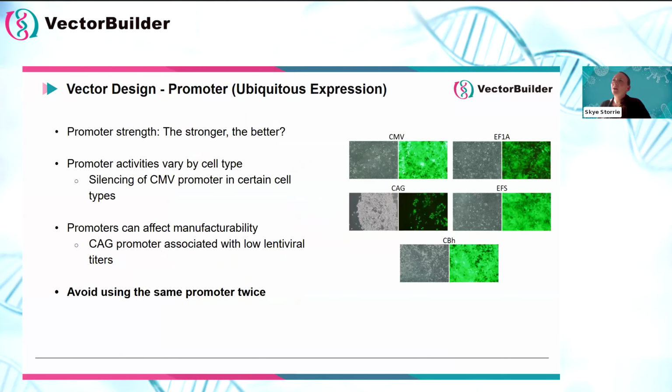So let's start with ubiquitous expression. Ubiquitous promoters are very commonly used, and that's because they generally work in lots of different cell types and they induce really high levels of expression. However, we don't always want super strong levels of expression.